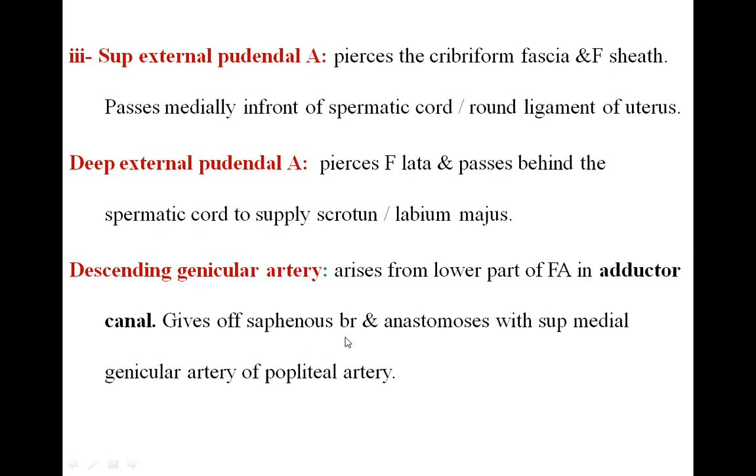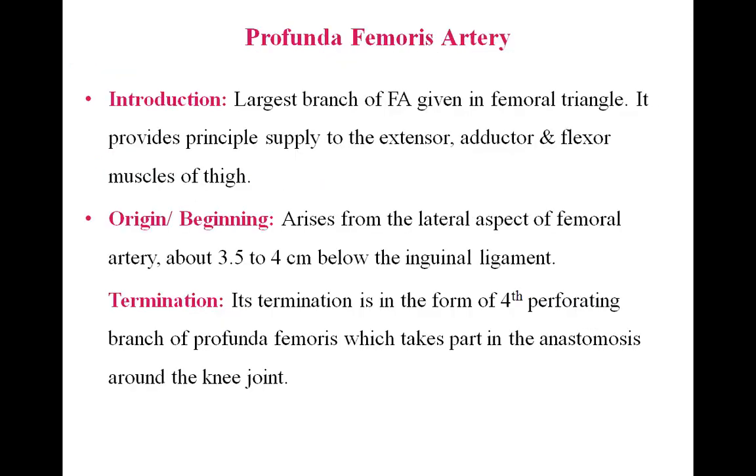Descending genicular artery arises from the lower part of the femoral artery in the adductor canal. It gives off saphenous branch and anastomoses with the superior medial genicular artery of the popliteal artery. So, descending genicular branch is the last branch given by the lower part of the femoral artery, and it is given in the adductor canal. It takes part in the formation of the genicular anastomosis.